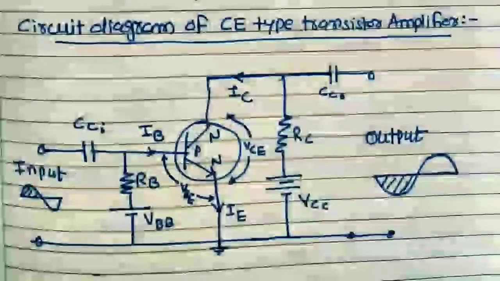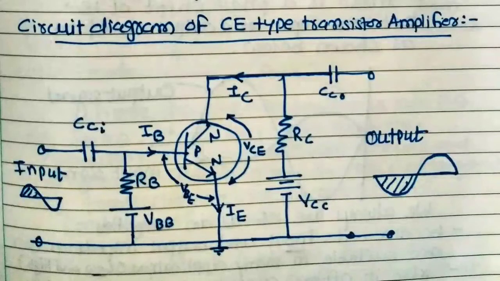Why are we using the common emitter amplifier? As we discussed, the common emitter amplifier has a very high voltage gain and power gain, and low input resistance and high output resistance. So these are the characteristics suitable for the common emitter. That's why amplifier circuits use the common emitter type.